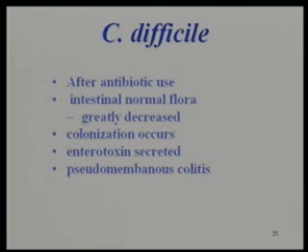Clostridium difficile occurs after antibiotic use. And what happens, this again is the normal flora we're talking about. We talked about the normal flora in a neonate. Well, the normal flora does a good job in adults as well when it's there. And what happens is that if you use a systemic antibiotic, particularly one that's been taken orally, the intestinal normal flora may become greatly decreased. And if it does, you can get colonization with Clostridium difficile.